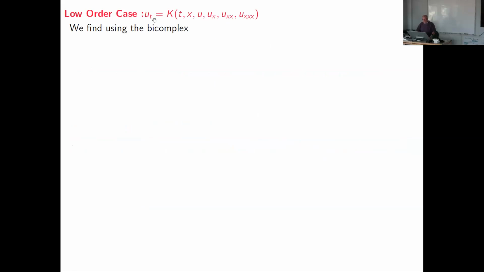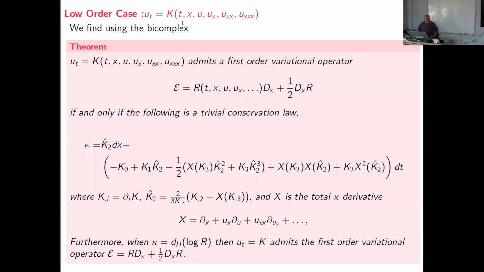So this is just the third order evolutionary case. And here's what happens. I'm going to just give the answer here, okay? So if I'm looking at a third order evolution equation, and I want to find a first order variational operator, so a differential operator of this form, so that when I apply it to my u_t minus K and I get an Euler-Lagrange expression, there are necessary and sufficient conditions somewhat similar to the ones I wrote for the fourth order ODE. And I was able to combine them into the following situation.